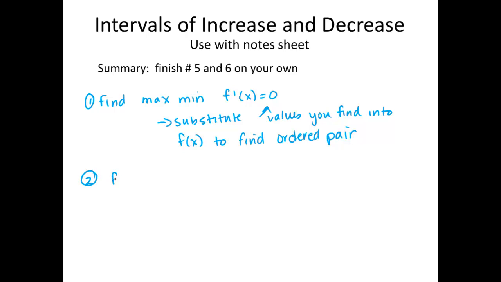The second thing you're going to do is use the first derivative test. This is that number line test where you're looking on the left and then the right and sometimes in between those values. And this is going to determine your intervals of increase and decrease.